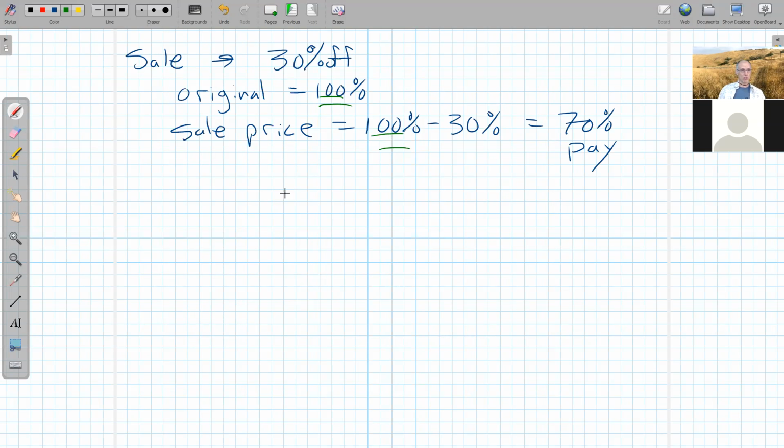Can you get by without that? Sometimes yes, sometimes no. So the first problem here, we could get by without it. So suppose we started with an original price of, let's say, $90. What's the sale price?